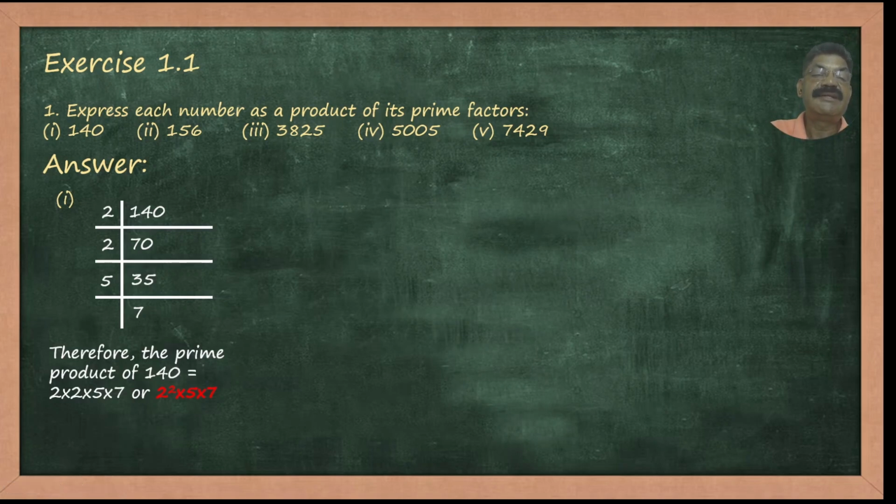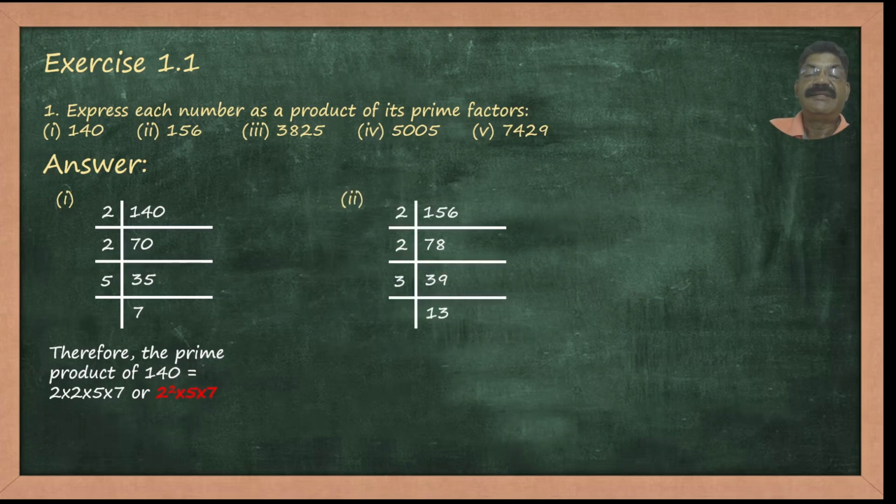Remember to write the factors in ascending order, increasing order. Okay. You can divide 140 first by 5 and then 7. Whatever order you can divide. But the thing is, when you write the answer, you write the prime factors in ascending order. That is important. Okay.